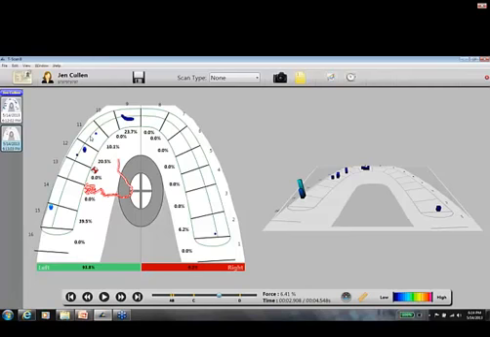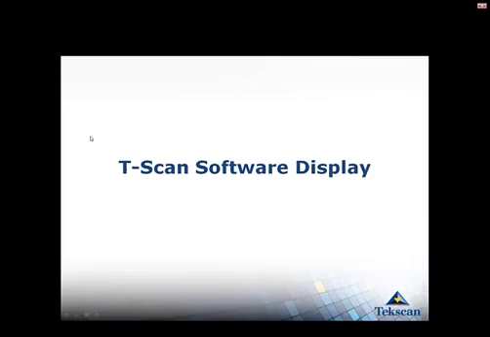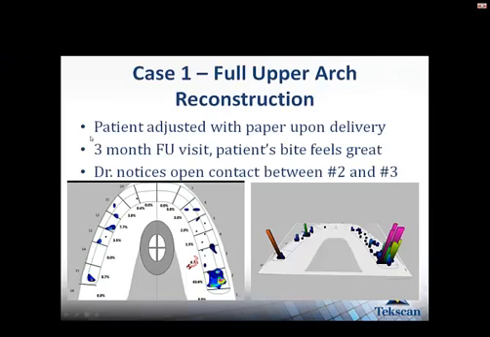So let's do this now. Let's go back into the presentation. I'm going to go through a couple cases of doctors that are using TScan so you can see the adjustment process. This is a full upper arch reconstruction patient. And the reason why I like to use this is because whether or not you are doing this type of dentistry or not, it really applies to even if it was a single crown.